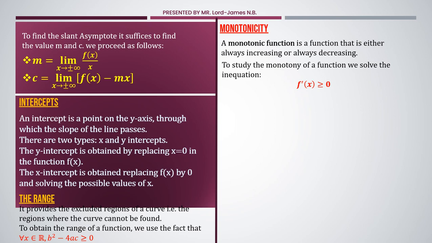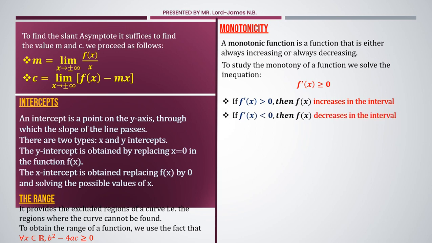This is going to provide us with some values of x, which we can represent on a number line to know the intervals where the function is increasing, decreasing or constant. If f prime of x is strictly positive, then f of x increases in that interval. If f prime of x is strictly negative, then f of x decreases in that interval. If f prime of x is equal to 0, then f of x is constant. We call those stationary points.